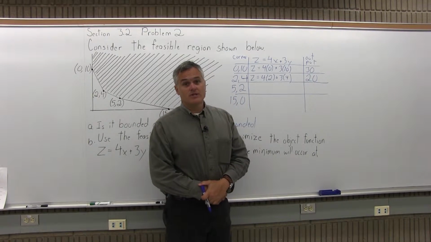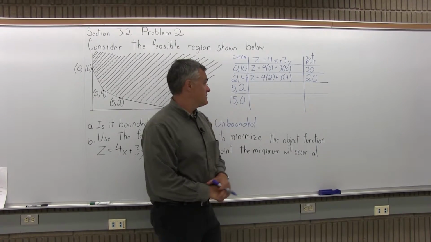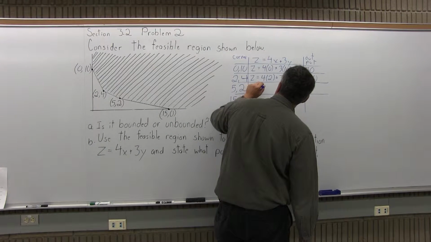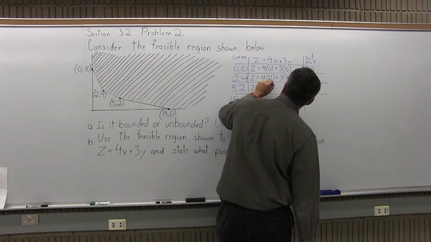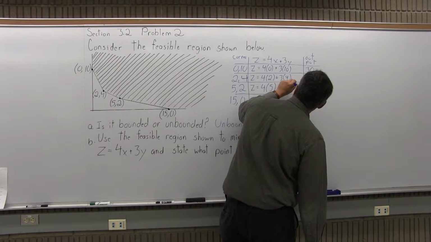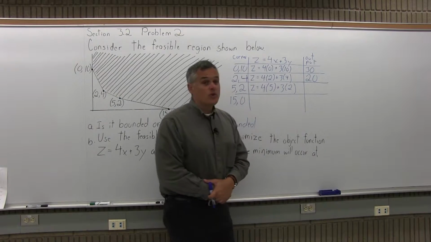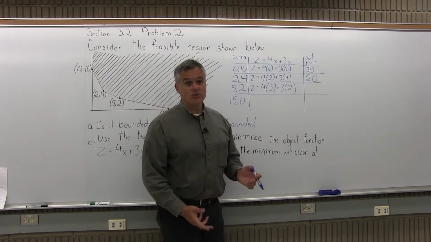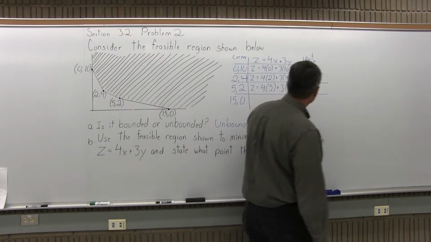The next corner point is 5, 2, so x is 5 and y is 2. When I put that into my object function, I get z equals 4 times 5, plus 3 times 2. 4 times 5 is 20. 3 times 2 is 6, so 20 plus 6 is 26.